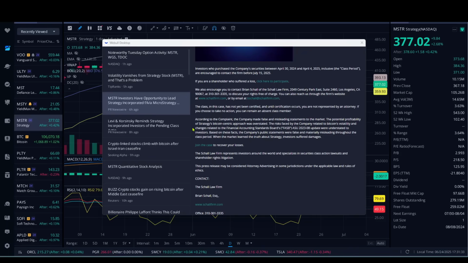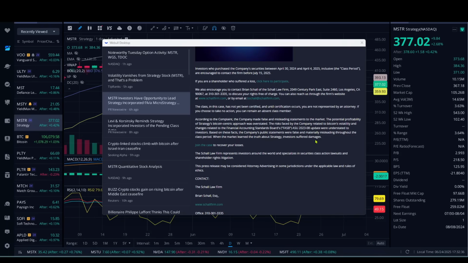And it seems here that according to the complaint, the company made false and misleading statements to the market. The potential profitability of strategy's Bitcoin-centric approach was overstated. The risks faced by the company related to Bitcoin's volatility and changes related to the Financial Accounting Standards Board were understated to investors. Based on these facts, the company's public statements were false and materially misleading throughout the class period. When the market learned the truth about strategy, investors suffered damages.